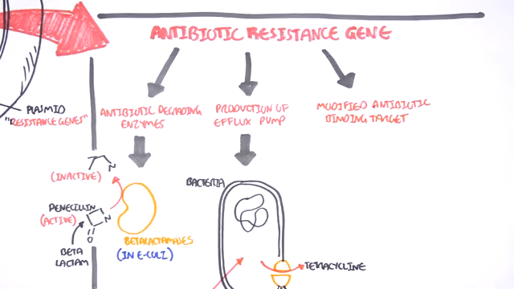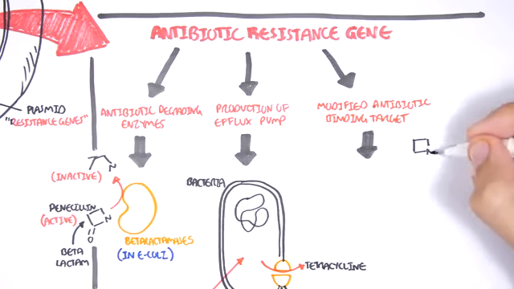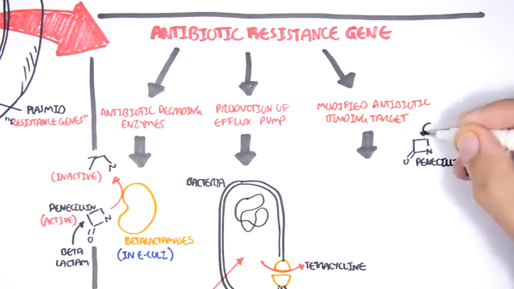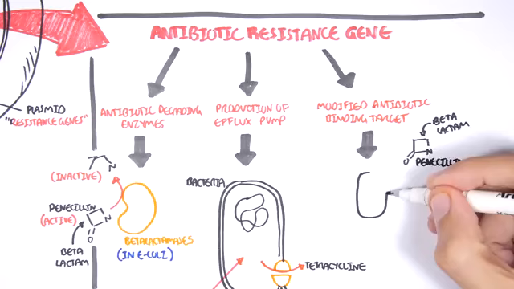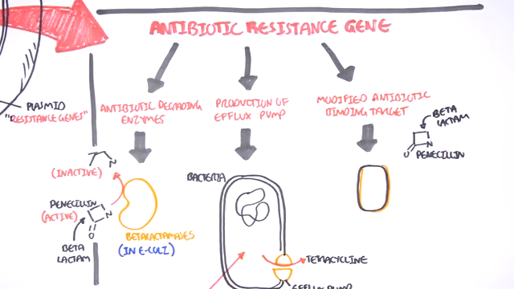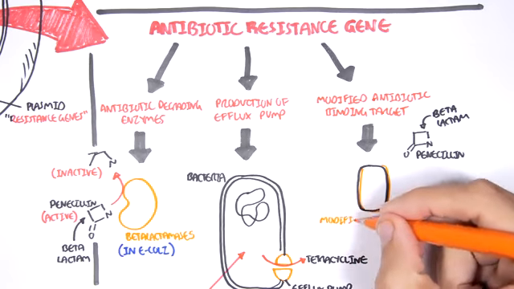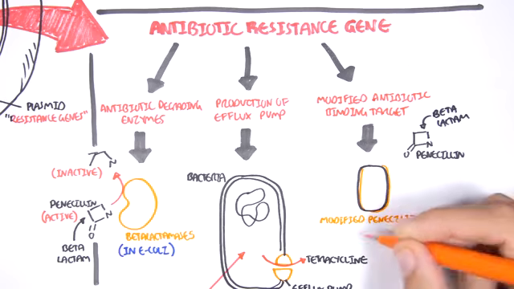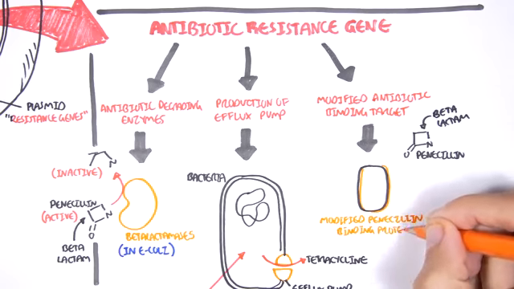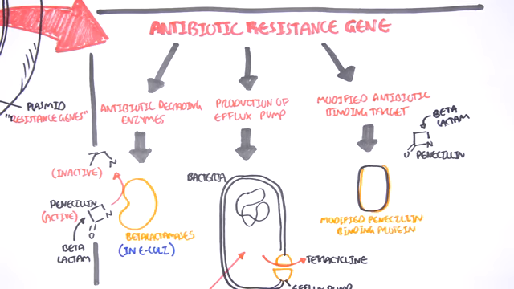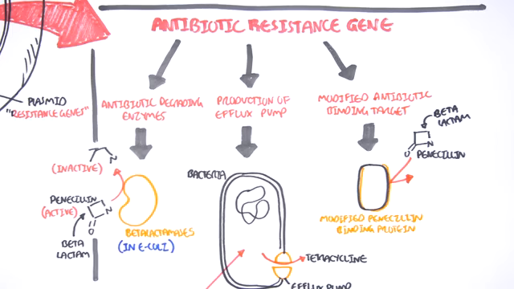For example, penicillin, which is a beta-lactam, remember, targets penicillin binding proteins, which are found in the peptidoglycan layer of the bacteria. However, if the bacteria has the genes to modify the penicillin binding proteins, basically changing the structure of the protein, the penicillin is unable to bind to the protein anymore because the protein has changed.